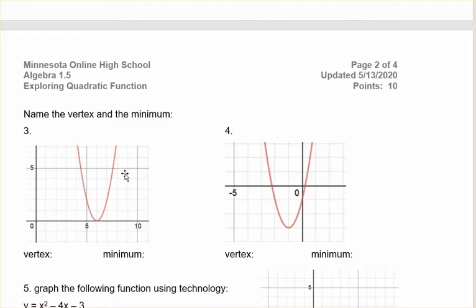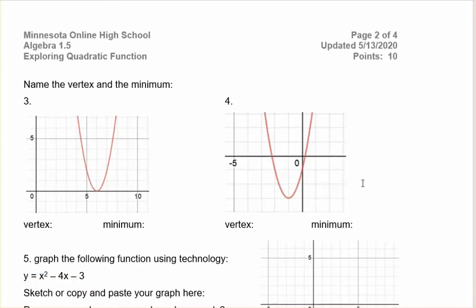Let's look at number 4. We have to name the vertex, so that will be x, comma, y. We have to find the x value and the y value. Then for the minimum, we'll name the y value of the vertex. The vertex is at x equals -1, and the y value here is -1, -2, -3. So that's at -3. The minimum is just the y value, so that would be -3.